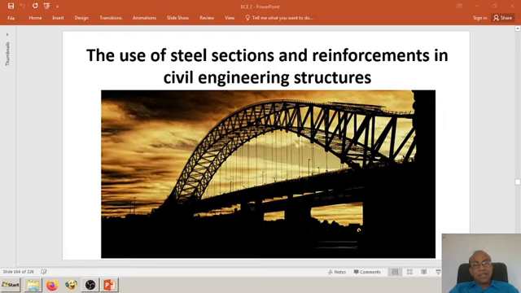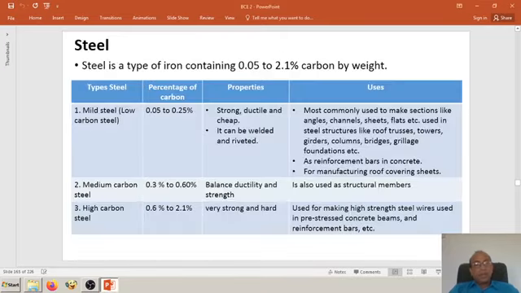Hi friends, today we'll understand the use of steel sections and reinforcements in civil engineering structures. Steel is a type of iron containing 0.05 to 2.1 percent of carbon by weight. The different types of steel are mild steel, medium carbon steel and high carbon steel.